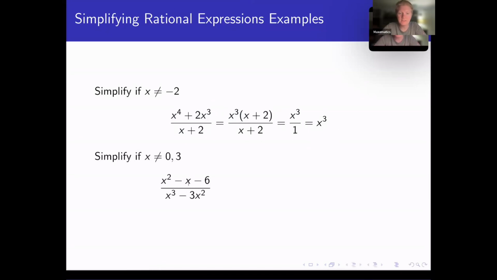X squared minus x minus 6 over x cubed minus 3x squared. Well, we see the numerator can be factored using AC method. What two numbers multiply to negative 6 but add to negative 1? Negative 3 and positive 2. And in the denominator, we can factor out an x squared. And now you see x minus 3 times x plus 2 over x squared times x minus 3. X minus 3s can cancel out.